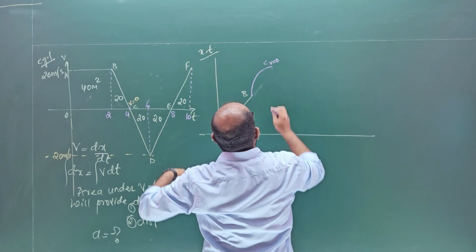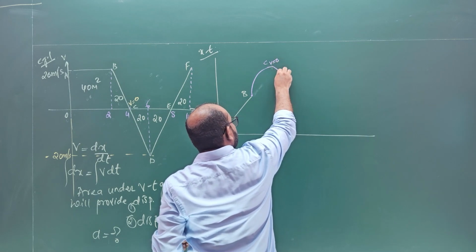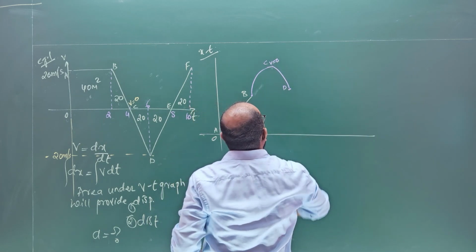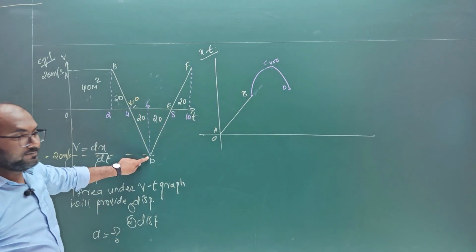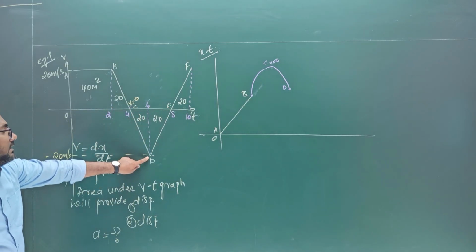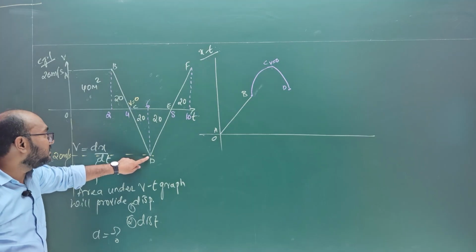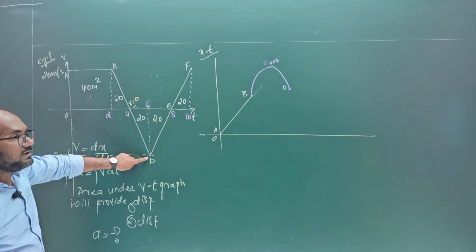Then from C to D, I continue this like this. So this is your point D. So we reached here. I got my point. Then again velocity is decreasing, increasing, decreasing. So from C to D, velocity increased.